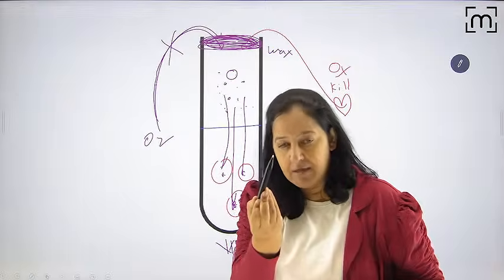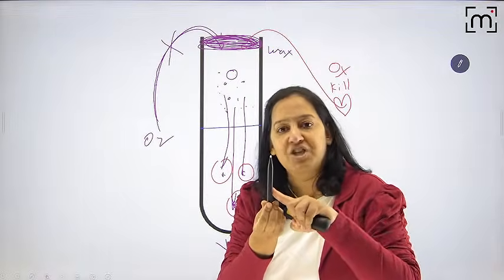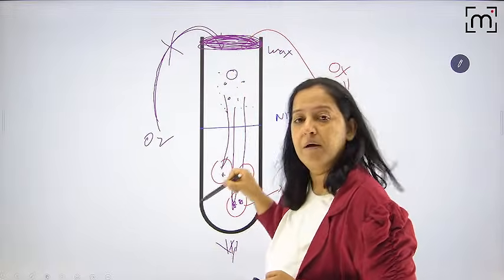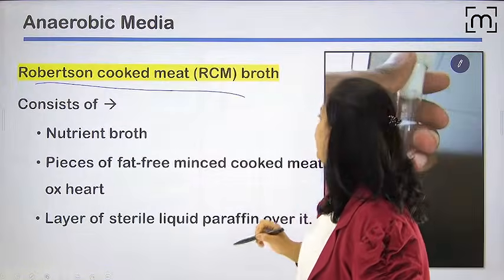So take an injection, fill the specimen in an injection, and with a thin needle, you just inoculate drop by drop. This is how the Robertson cooked meat media is made.